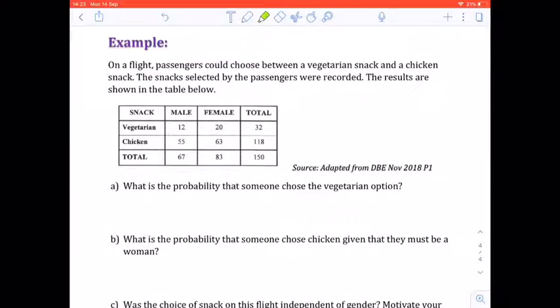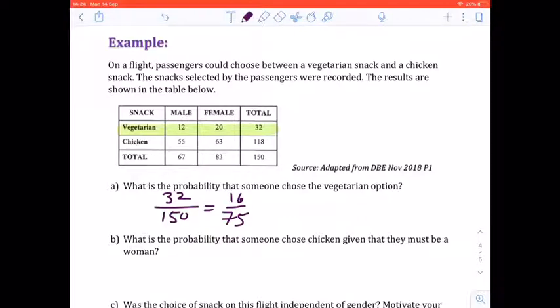That would be everyone who chose vegetarian, regardless of male or female. So the total vegetarian is 32 over our total, which is 150, and that simplifies to 16 over 75. So contingency tables are very useful when we're looking at probabilities of different categories and factors.